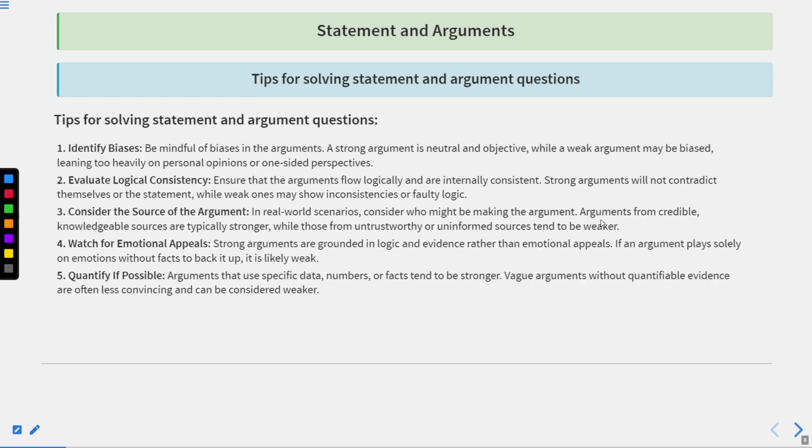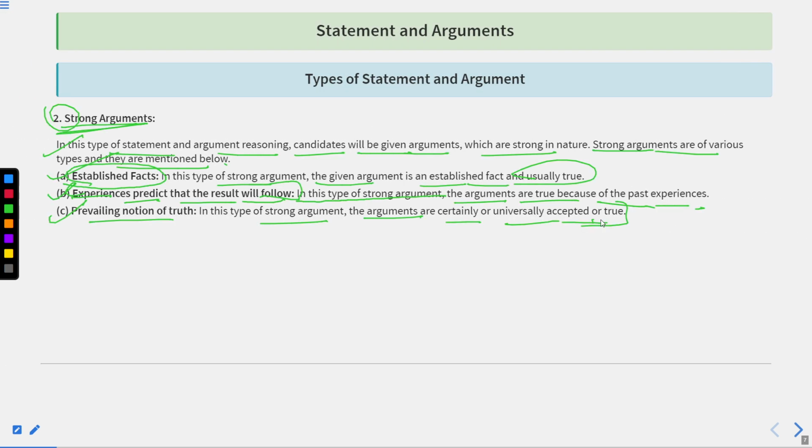So this is how we will be solving. We have to understand the concept, you have to understand the argument, and accordingly we will have to answer the questions in relation to the statements and arguments.